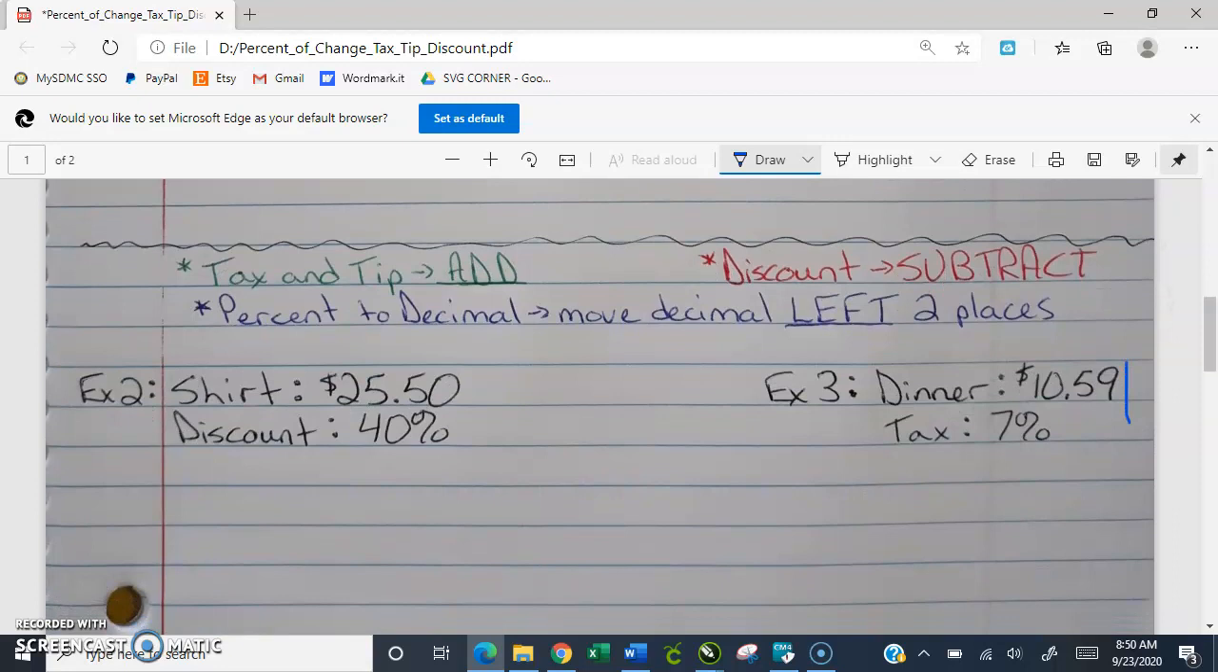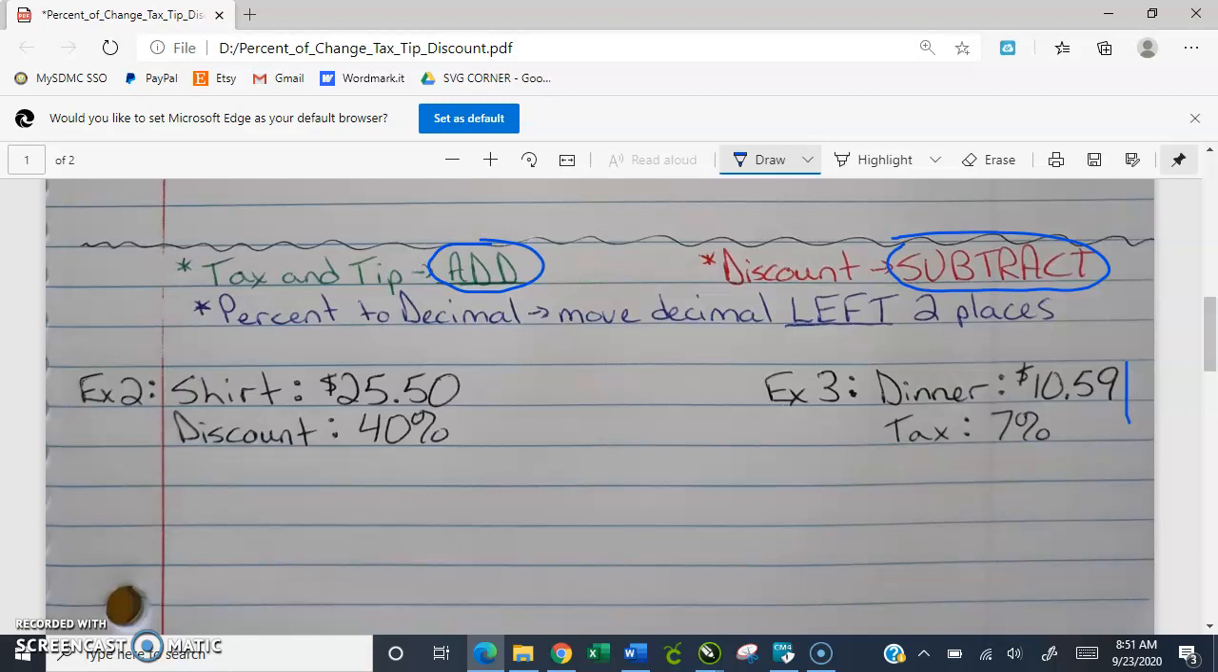Now, let's talk a little bit about taxes and tips and discounts. When we talk about taxes and tips, we want to add it to our total. When we're talking about a discount, we want to subtract it from our original price, not the total. Now, when we want to change percents to decimals, it's like the Beyonce song. We want to move it 2 spots to the left.